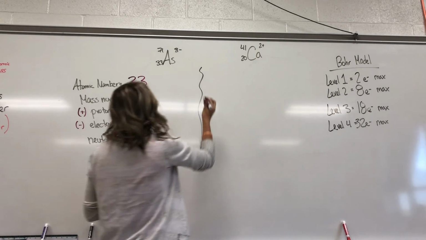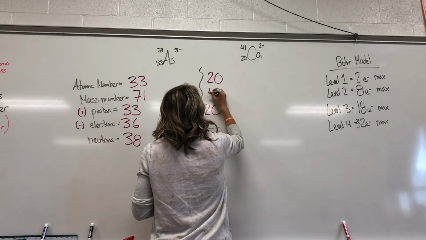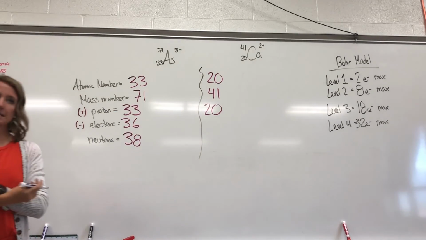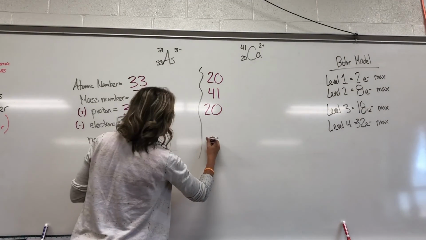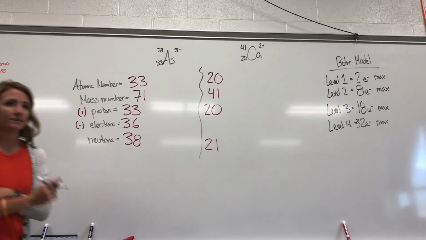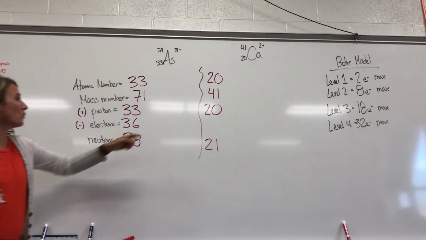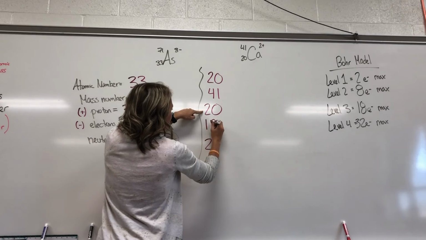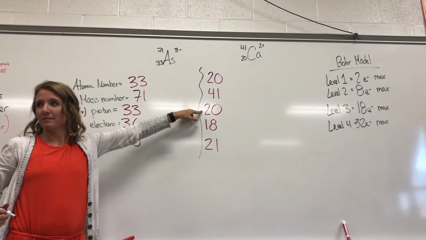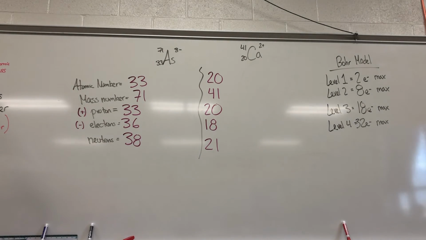Okay, on this side, atomic number would be 20. Proton number would be 20. Mass number is 41. Minus that away, so 21 would be my neutrons. Now, it's positive, so that means I have more protons than I do electrons, so 18. Questions on any of those?